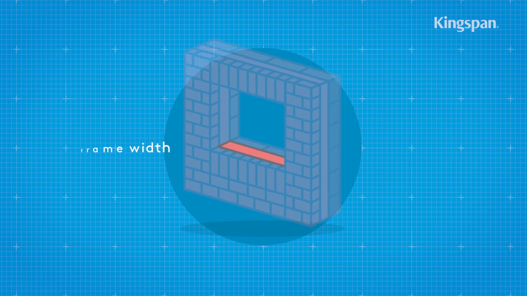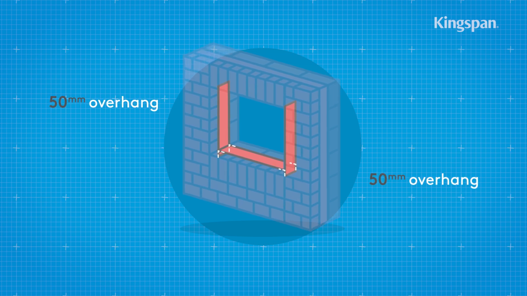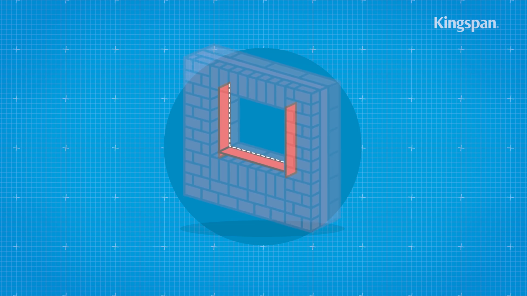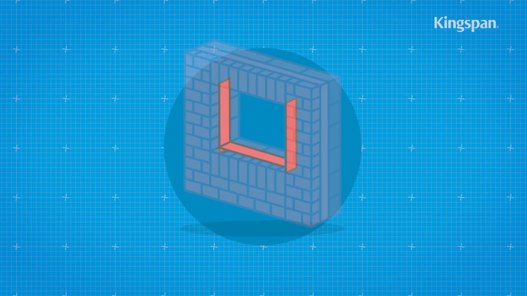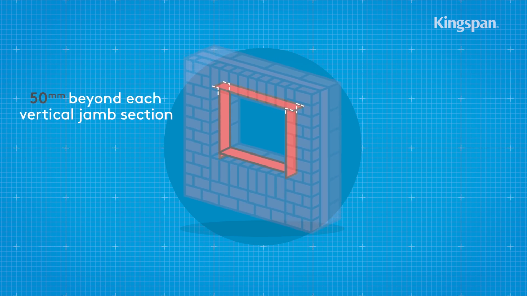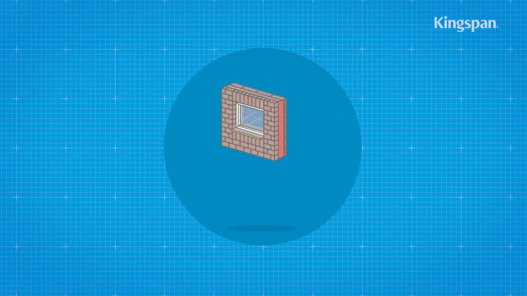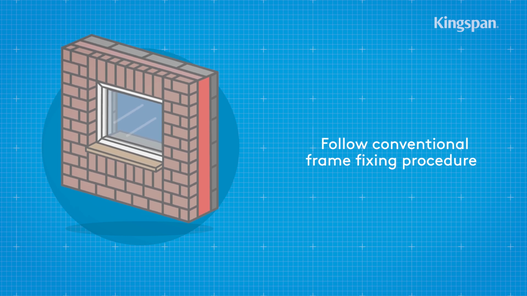For the jambs, ensure the sections overhang the bottom of the closer sill by 50mm. Cut off the fixing flange as necessary to allow fitting the closer into the cavity. If used at the head, also cut the closer to extend 50mm beyond each vertical jamb section. When fixing the window, follow conventional frame fixing procedure.